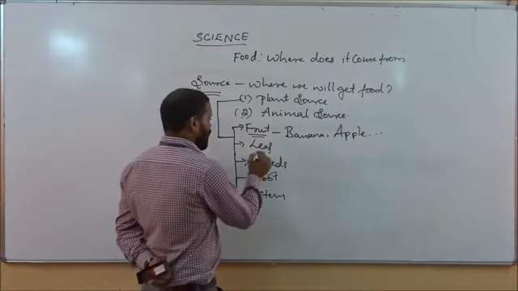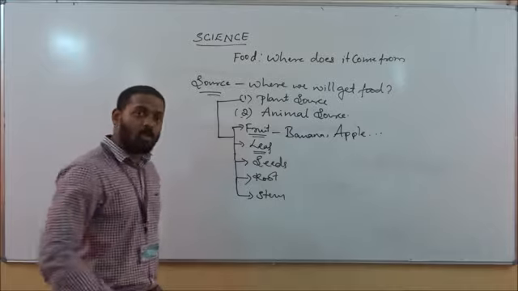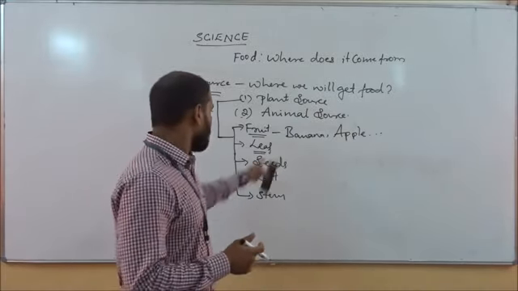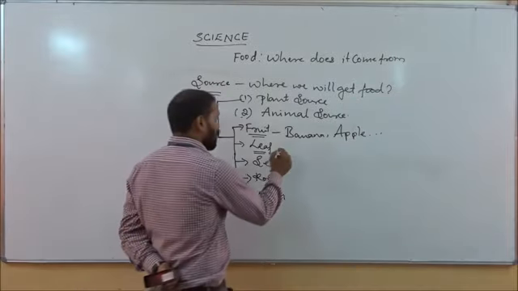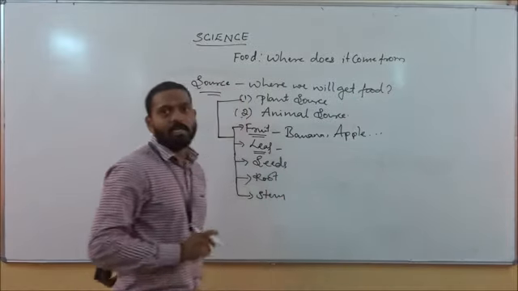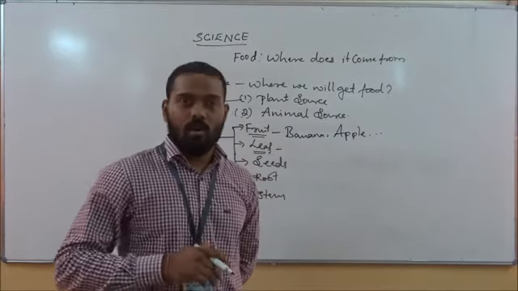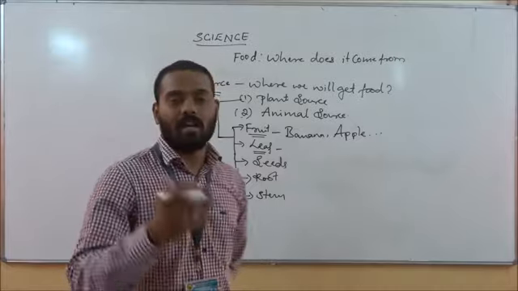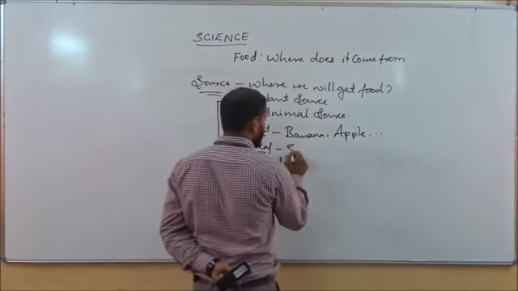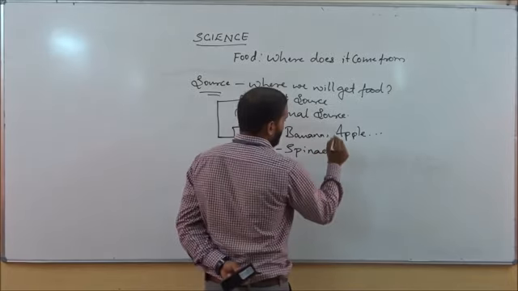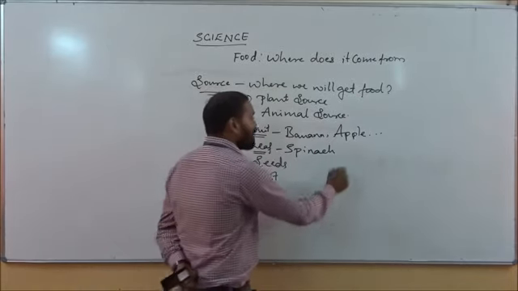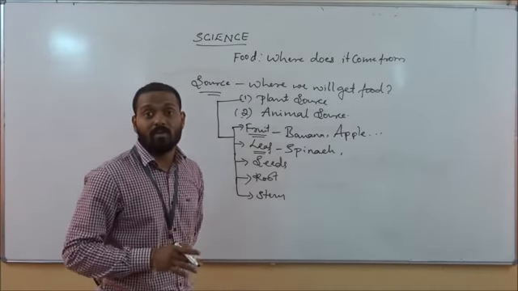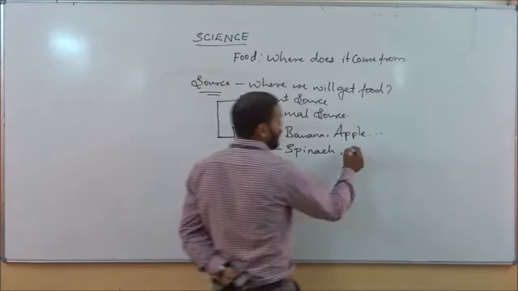Next, we can talk about leaf. Leaf also provides food. Certain plants provide food in the form of leaf. For example, spinach. Spinach is a leafy vegetable that we use as food, right? So spinach is one kind of food. Then next we can talk about coriander leaf. In most of the food dishes when we prepare them, we use coriander leaf. So, coriander leaf.